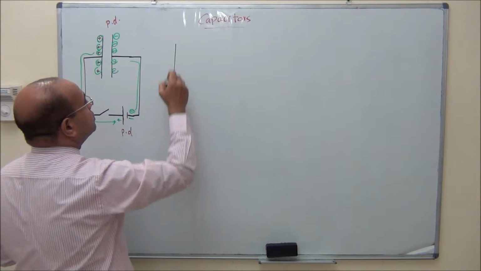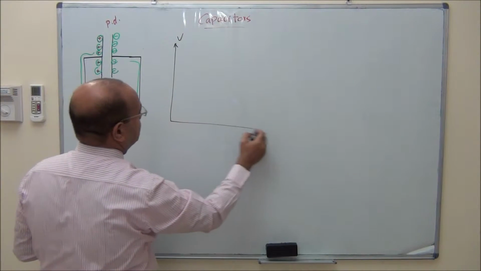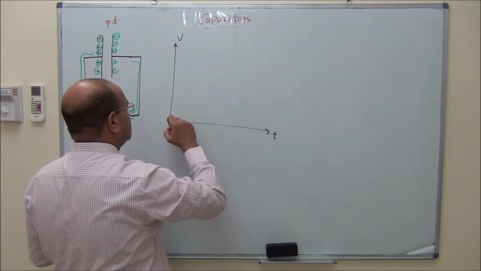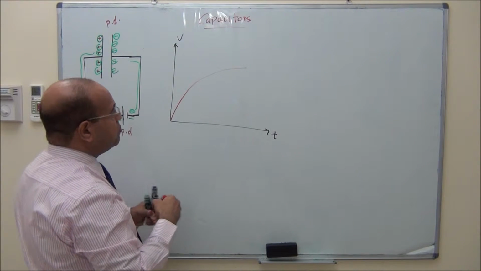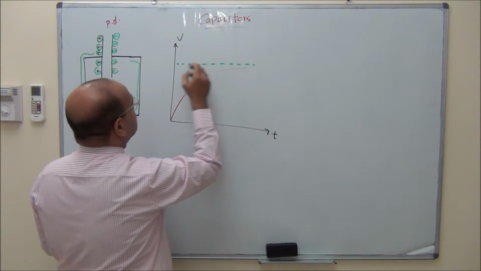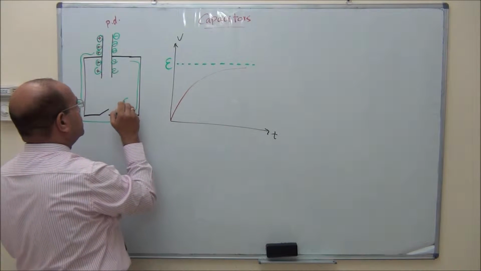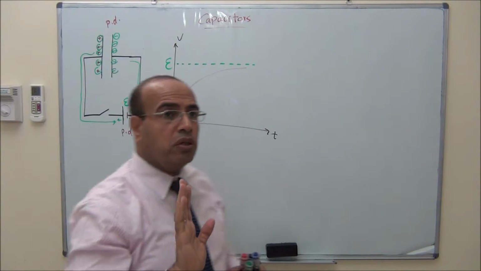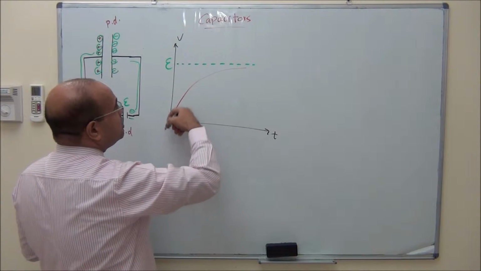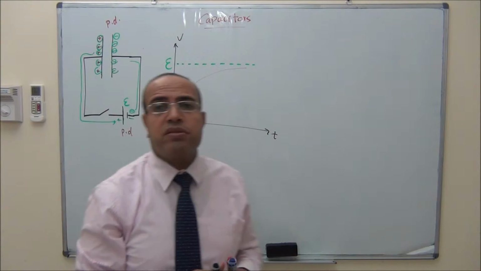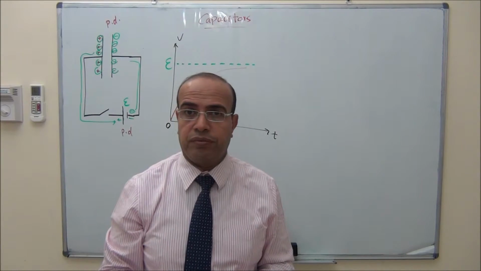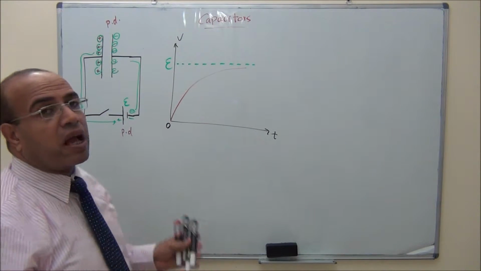So this is the voltage, and this is the time. So it increases gradually from 0 to maximum. The maximum value is the electromotive force of the cell. So the voltage increases in the capacitor from 0 to the maximum. The maximum is the electromotive force. It's like an exponential curve. So this is charging the capacitor.